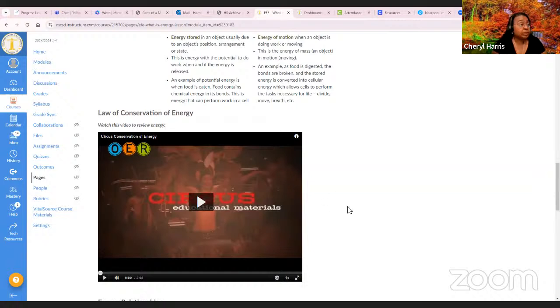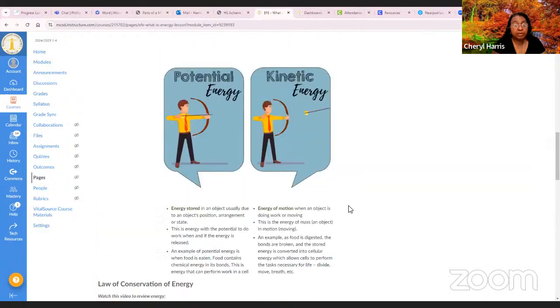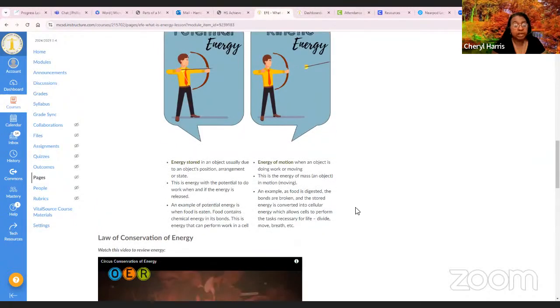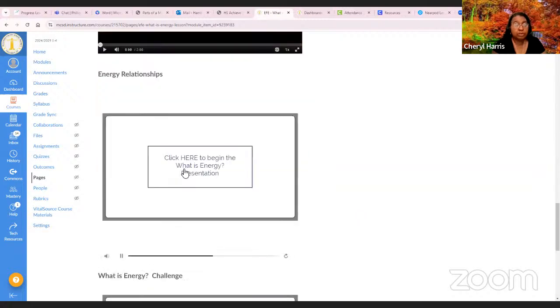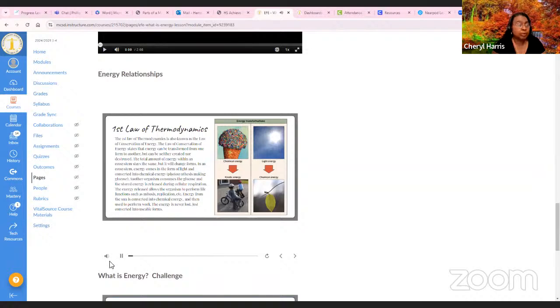All right. So again, we're stopping here on the difference between potential and kinetic energy, and then we'll pick up on conservation of energy and look at energy relationships. Okay, that's where we'll pick up tomorrow.